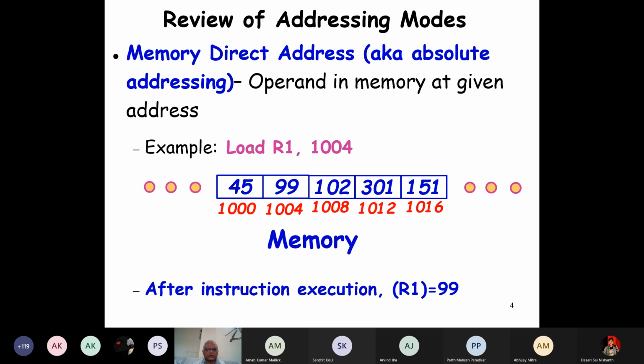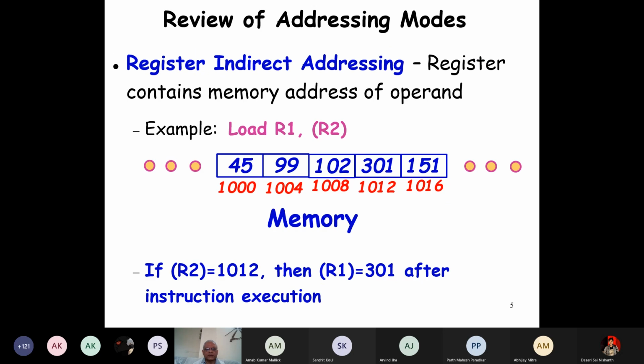Now, once this instruction is executed, in the memory direct addressing, 1004 is interpreted as the address of the memory which contains the data or the operand. So 99 is the required operand, and at the end of execution of load R1, 1004, R1 will contain 99. So this is the memory direct addressing of the source operand, or the absolute addressing.